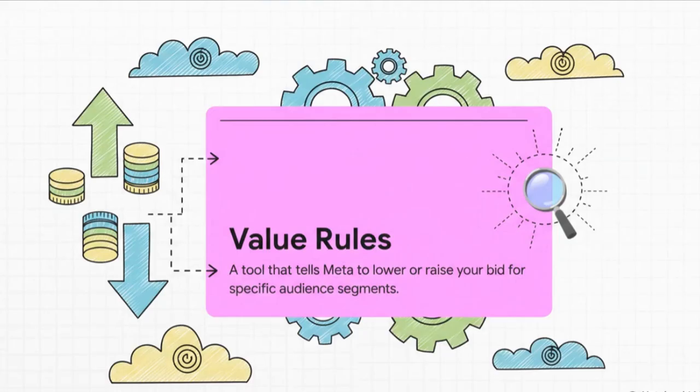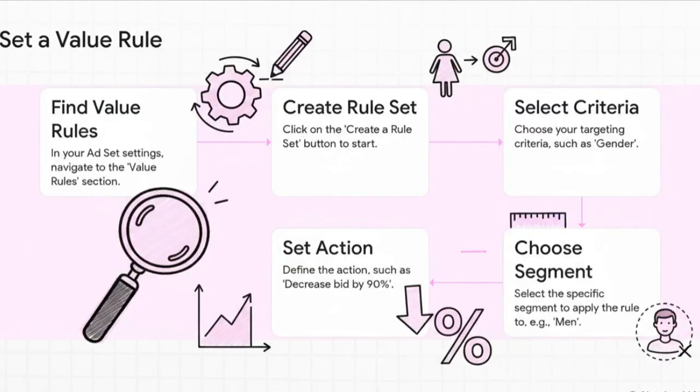This is where value rules come in, to save the day. This tool literally lets you give the Meta algorithm a direct order. You can tell it exactly who is more valuable to you, which forces it to spend your money way, way smarter. And it's so incredibly simple to set up. For that jewelry brand we were talking about, you can literally tell Meta, hey, for men, decrease my bid by 90%. You're not just hoping the algorithm figures it out anymore, you are explicitly telling it to stop wasting your money where it just doesn't make sense.